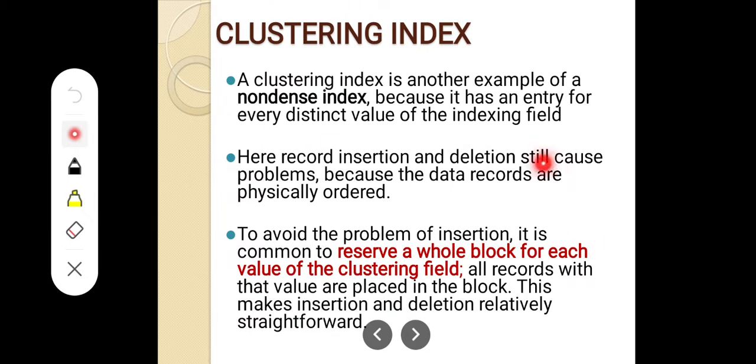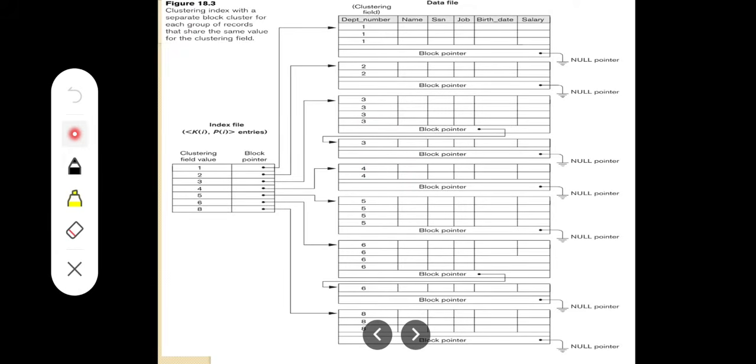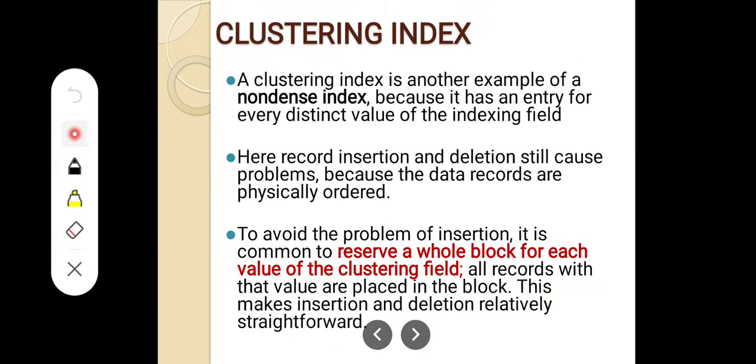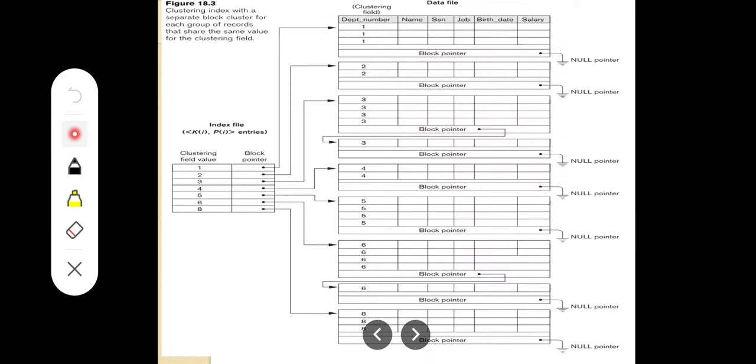Here record insertion and deletion still cause a problem, because the data records are physically ordered. Since the data records are physically ordered, it will be very difficult to perform insertion and deletion. To avoid the problem of insertion, it is common to reserve a whole block for each value of the clustering field. Okay? So we will reserve the entire block for the entire clustering field value. Okay, for department number 1 we will reserve the entire block. Okay, for department number 2 we will reserve the entire block.